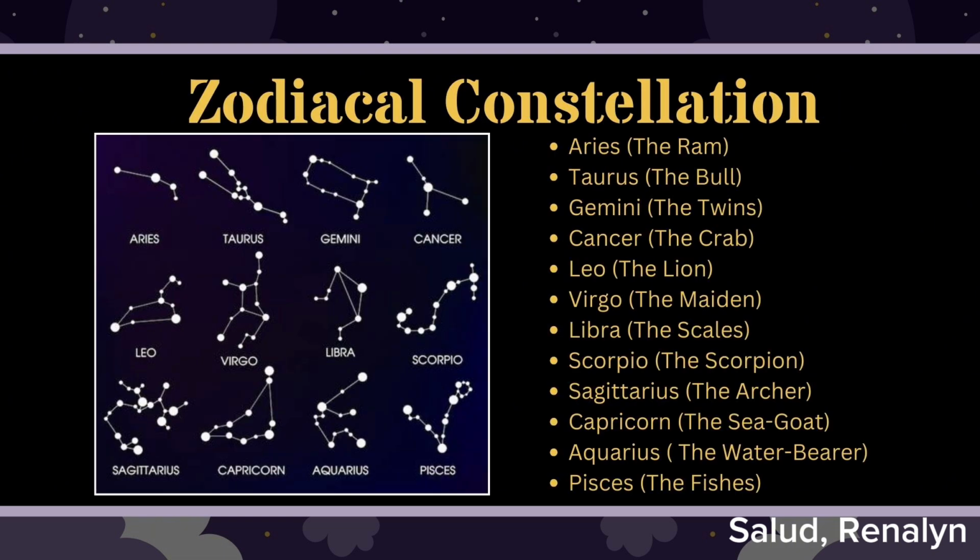So first, we have the Aries or the ram, Taurus or the bull, Gemini, which is the twins, Cancer or the crab, Leo or the lion, Virgo or the maiden, Libra or the scales, Scorpio or the scorpion, Sagittarius or the archer. 10th, we have the Capricorn or the sea goat. 11th is the Aquarius or the water bearer. And lastly, we have Pisces or the fishes.